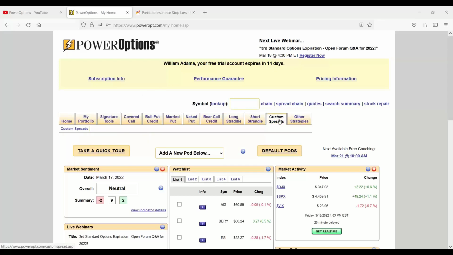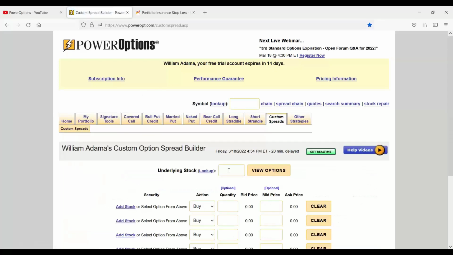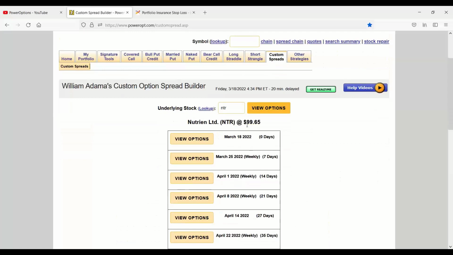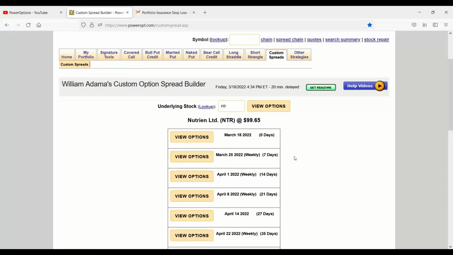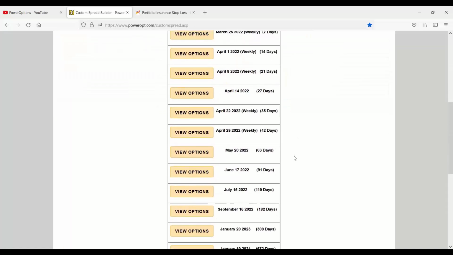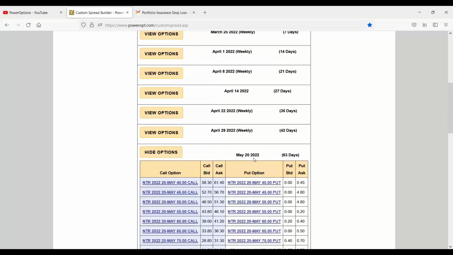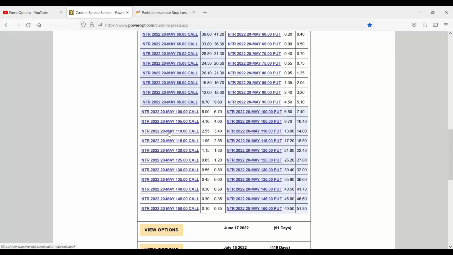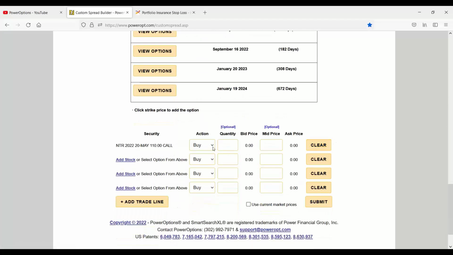I'm going to go to the custom spread tool, and I'm going to pull up a position on NTR. And we're going to go 60 days out. It's right at around $100 per share, 99.65. But we're going to go 60 days out to May expiration. And we're going to look at an out-of-the-money call. The 110 call midpoint's a little bit under $3 there. And we're going to go ahead and look at buying this position.